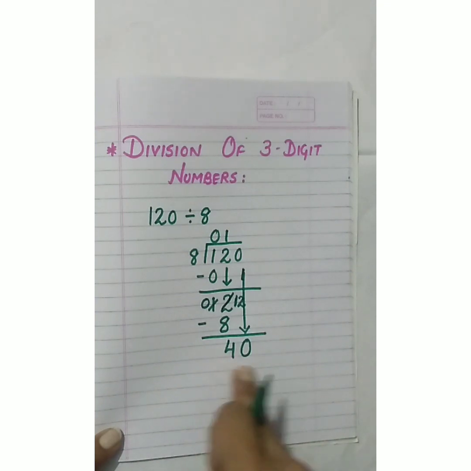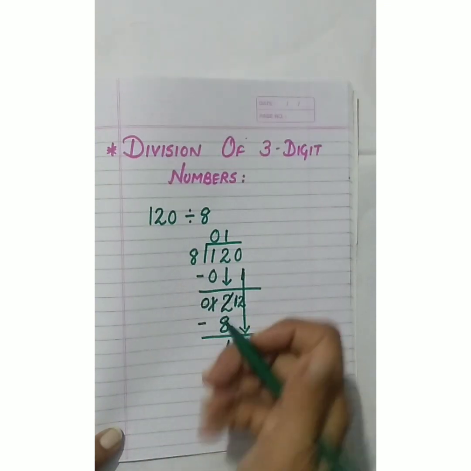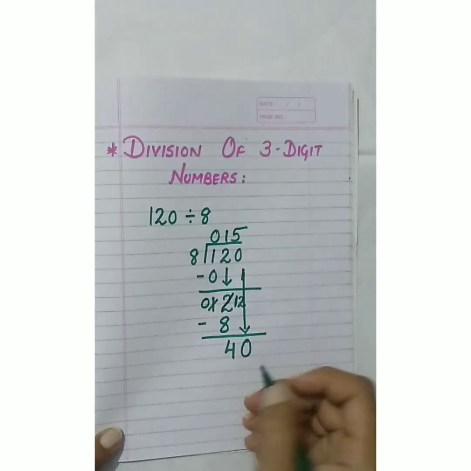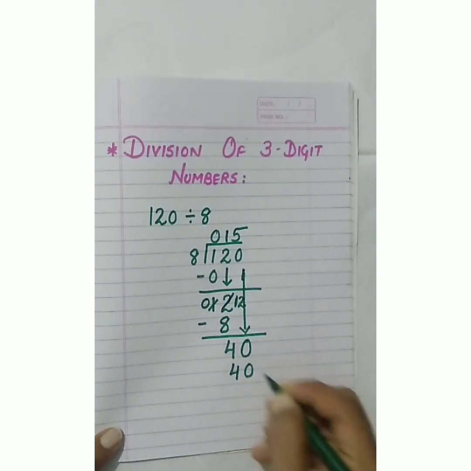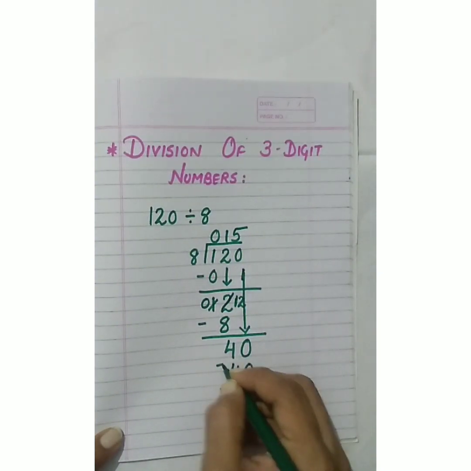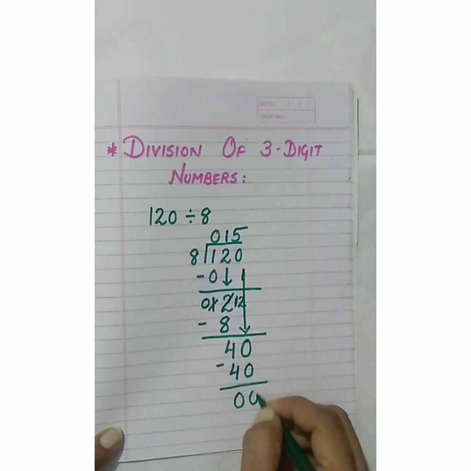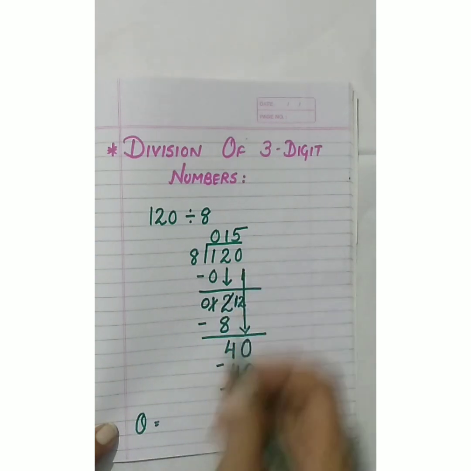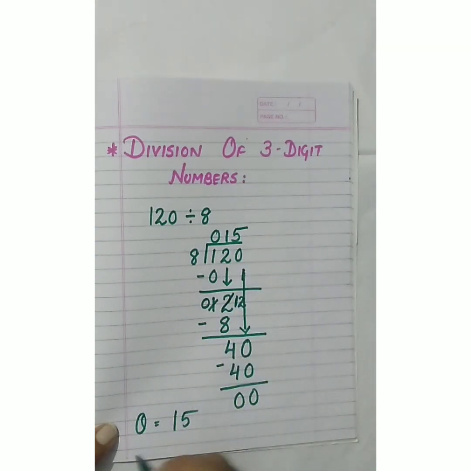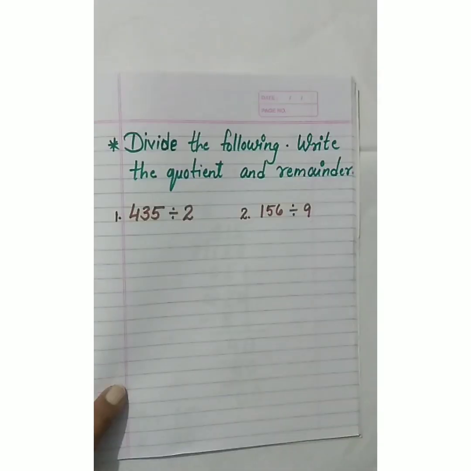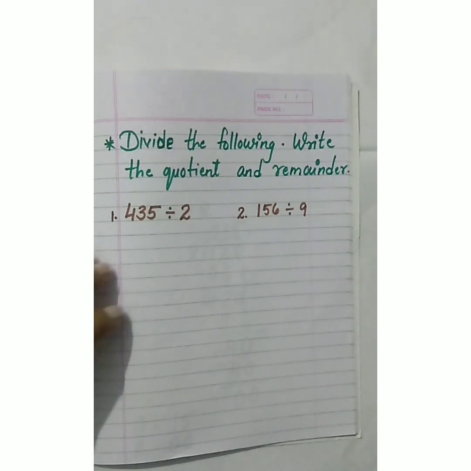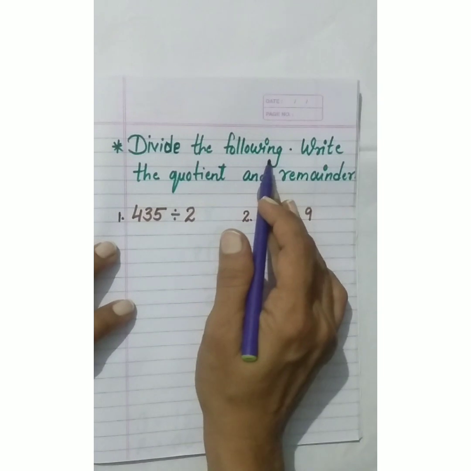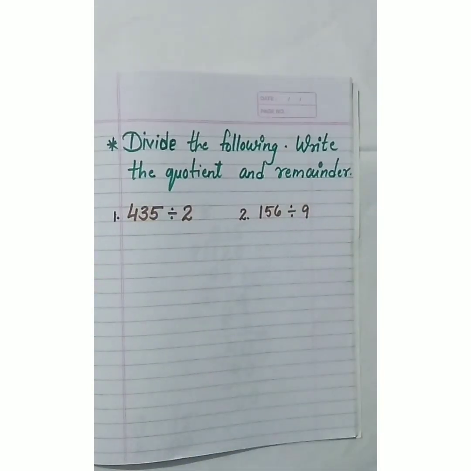Now we will check whether 40 comes in the table of 8. So 8 5s are 40. So we will subtract this. So our remainder is 0. So what are we going to write over here? Quotient is equal to 15 and remainder is equal to 0. Let us do a few more examples of division of three-digit numbers. So here, divide the following. Write the quotient and remainder.